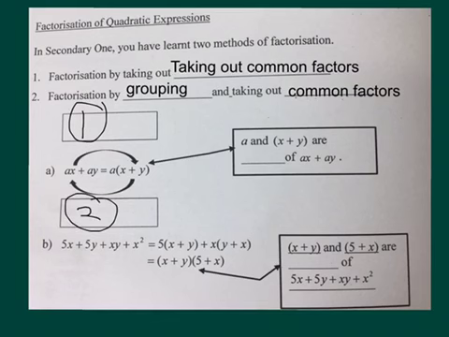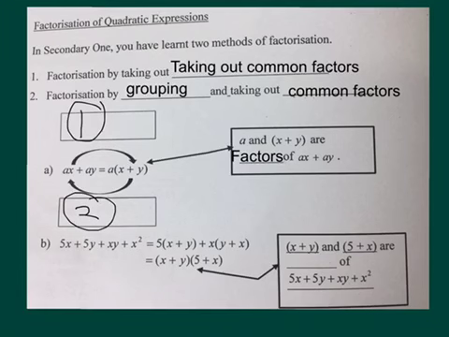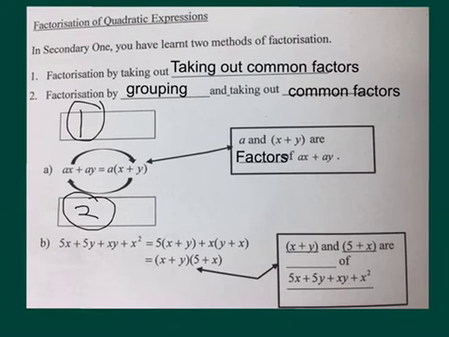Different questions will require different methods. Someone said just now, what are A and X plus Y? A and X plus Y are factors. Similarly, over here, the answer is exactly the same thing. Once you see that they are in brackets, they actually multiply each other, right? So they are also referring to factors. So this is on the first page, right?